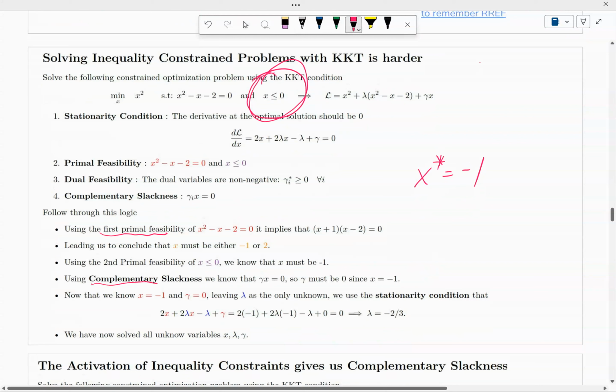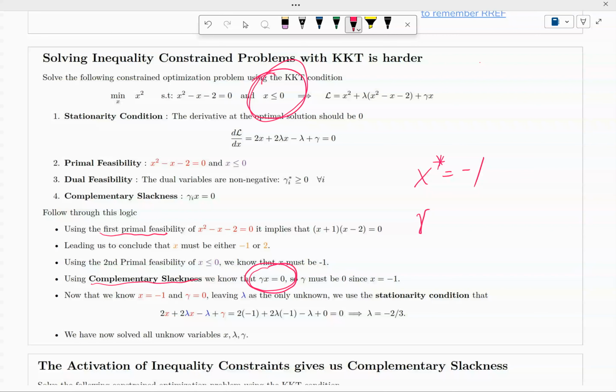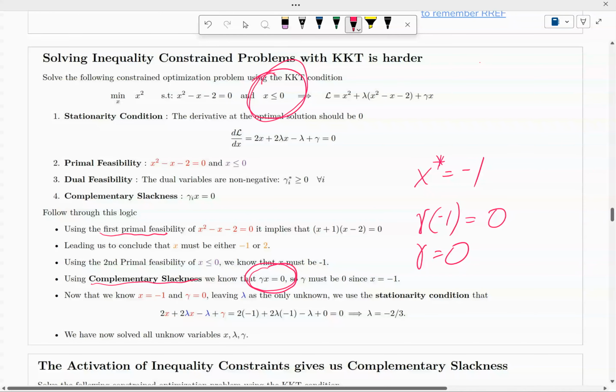Now we can use complementary slackness. It's saying that when you multiply the two of them, it has to equal 0. So gamma times x has to equal 0. And since we know what x is, the only way this can be true is that gamma has to equal 0. So we now also know gamma. Now, lambda is the only thing we don't know. We don't really need lambda, but let's just solve it for the sake of solving it.